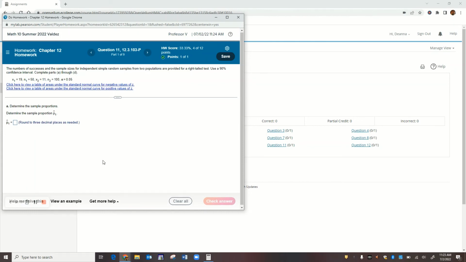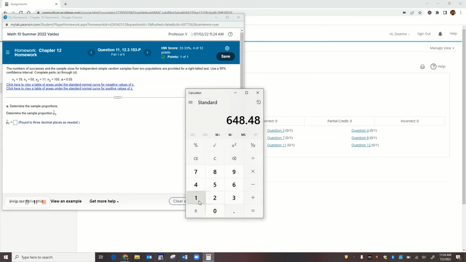So question 11: the number of successes and the sample sizes for independent random samples from two populations are provided, for a right-tailed test. Use a 90% confidence interval. Determine the sample proportion p1 hat. P1 hat is going to be x1 divided by n1, 19 divided by 50. It should be 0.38, right? Correct. Okay. How did I know that?